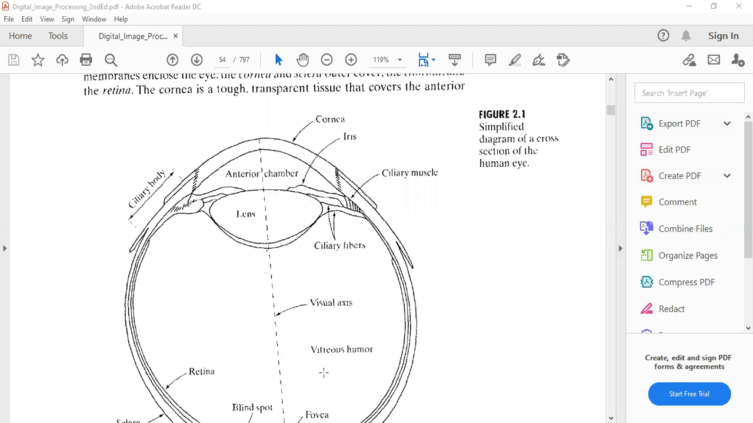6% of fat is there, and more protein than any other tissue in the eye. It contains 60 to 70% of water, 6% of fat, and more protein than any other tissue in the eye. So the lens contains water, fat, and protein.